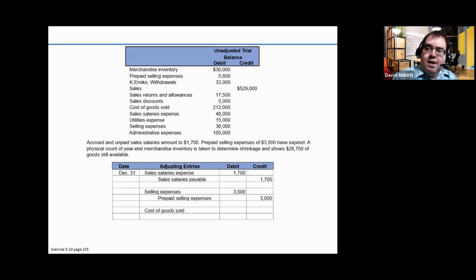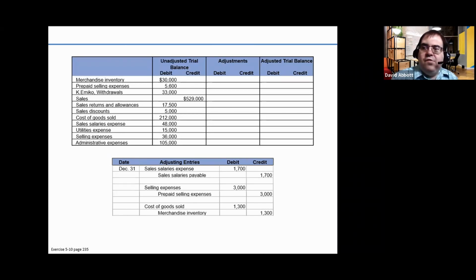And then we have the cost of goods sold, which we've determined to be $1,300. So you have the cost of goods sold $1,300 and then merchandise inventory $1,300. That is to adjust for the shrinkage that took place. Cost of goods sold is a contra account to your sales, so it acts like an expense. So you debit $1,300, and then you credit your merchandise inventory because you're bringing your inventory down to show the amount of shrinkage that took place. You see here that the merchandise inventory to start out with was 30,000, and we really only had 28,700.